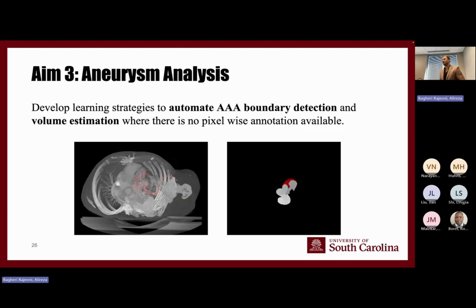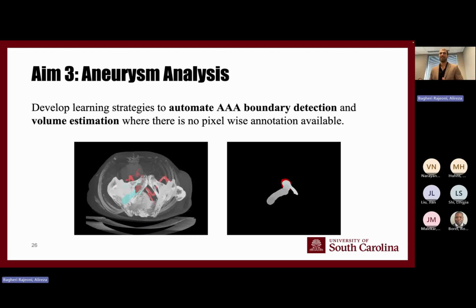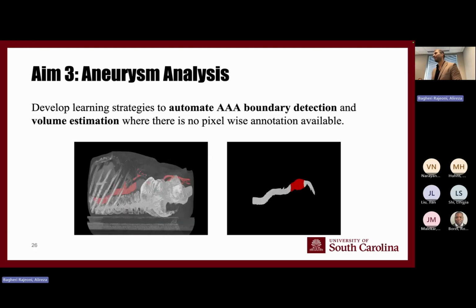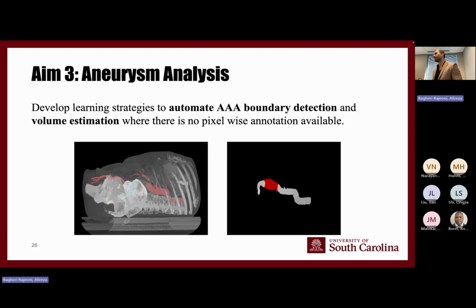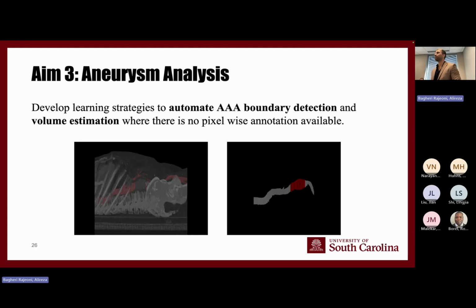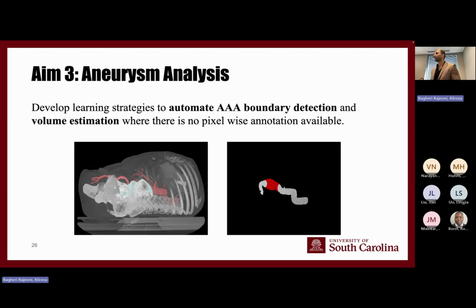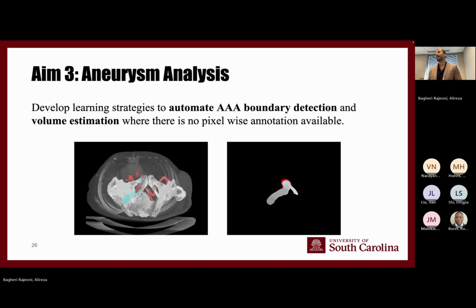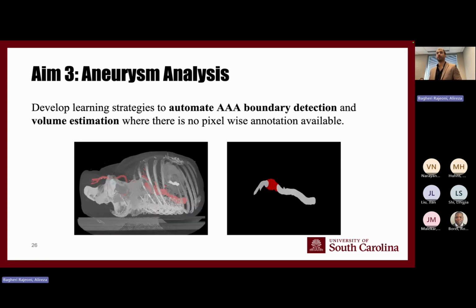And so the last aim, the most challenging aim. For aneurysm analysis, we didn't even have pixel-wise annotation. So how are we supposed to teach ML to extract something that it doesn't know, hasn't learned or trained on?